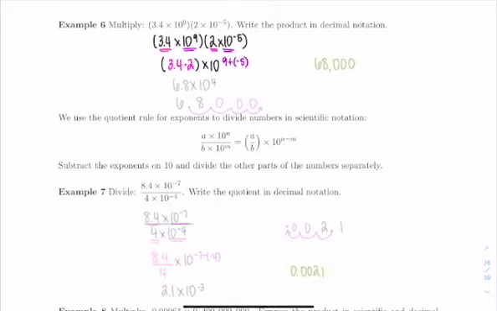3.4 times 2 is 6.8 times 10 to the positive 4. And so we need to convert this to decimal. And that means we need to move this 4 units to the right. So we end up getting 68,000 as an answer.